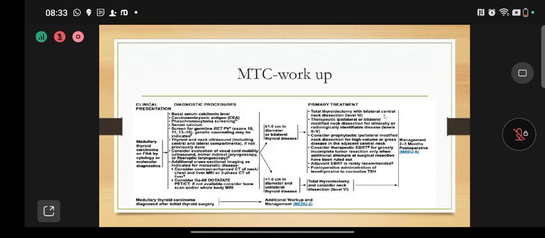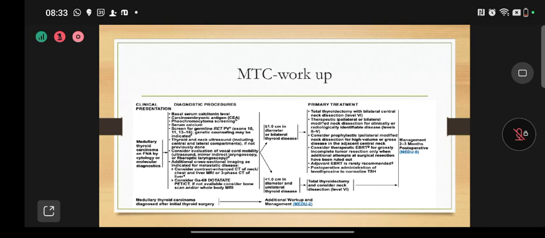NCCN guidelines, same thing. So as a workup, we are looking at calcitonin, carcinoembryonic antigen, pheochromocytoma screening, the serum calcium to rule out hyperparathyroidism, screening for RET mutations, and the ultrasound and other imaging accordingly. So if the tumor is more than 1 centimeter or there is bilateral thyroid disease, which the patient should be given as an option, we'll be doing a total thyroidectomy with bilateral central compartment dissection.